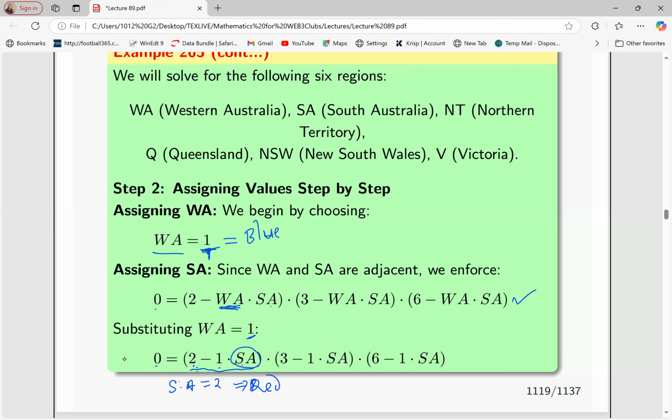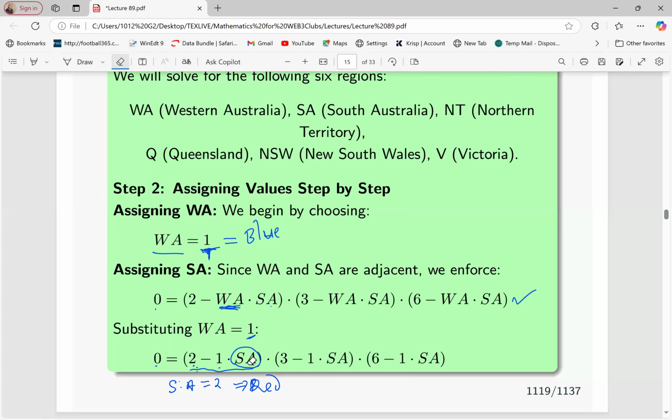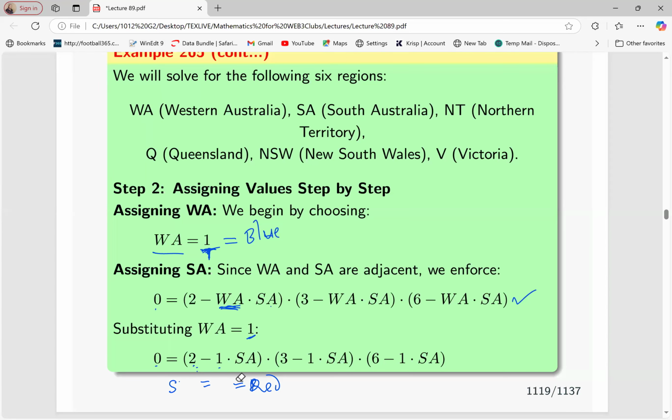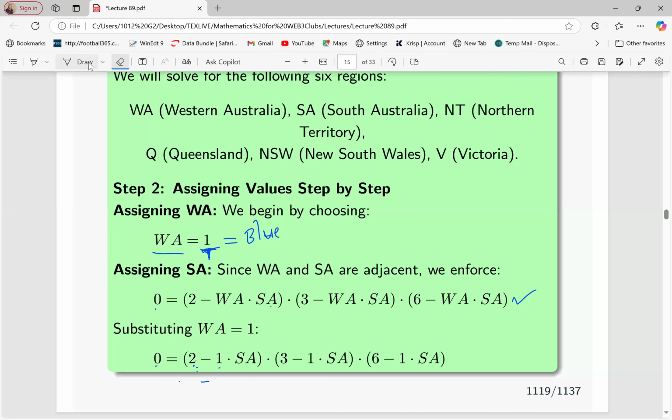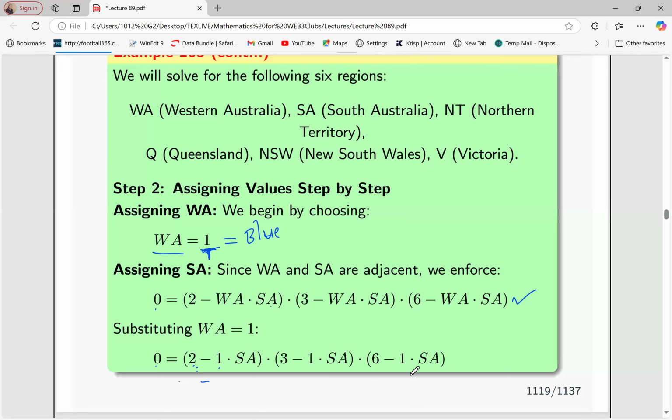We had already assigned red to be 2. Because if it's 2, then the first bracket will give us 2 minus 2, and that is 0. The second bracket will be 3 minus 2, and the third bracket will be 6 minus 2. But the first bracket has already given us 0, so the entire thing is multiplied by 0. Whatever you get here, multiplied by 0 would still be 0. So it's true that we can assign SA 2, which is red. So you can now color it red.